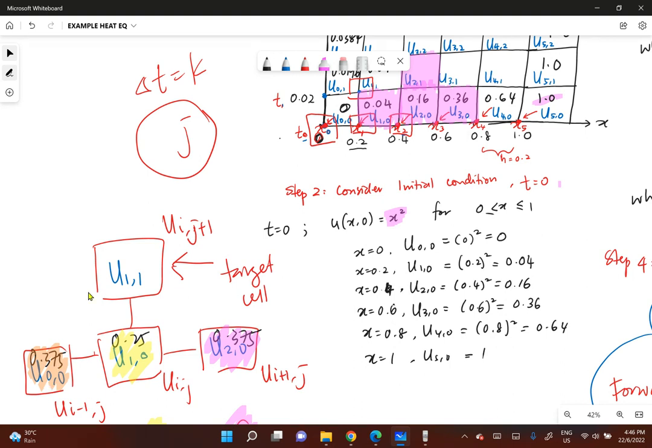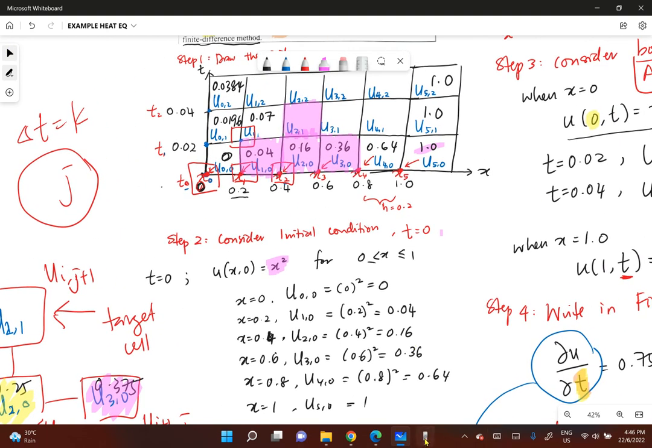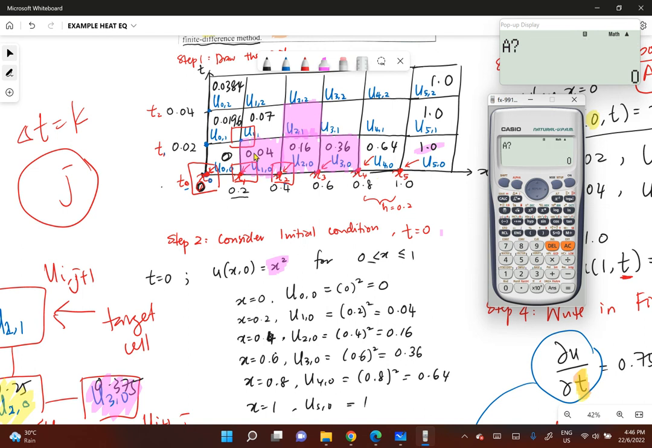0.375. Now it changes from before: this becomes U10, and this is U20. This is U30, and this is U21. Right. So we'll use the same formula. This one, you just press calculate. Now your A is here. This is A, B, C. So A is 0.04 equal to, B is 0.16 equal to, and C is 0.36. Now you get your value of U21, 0.19.